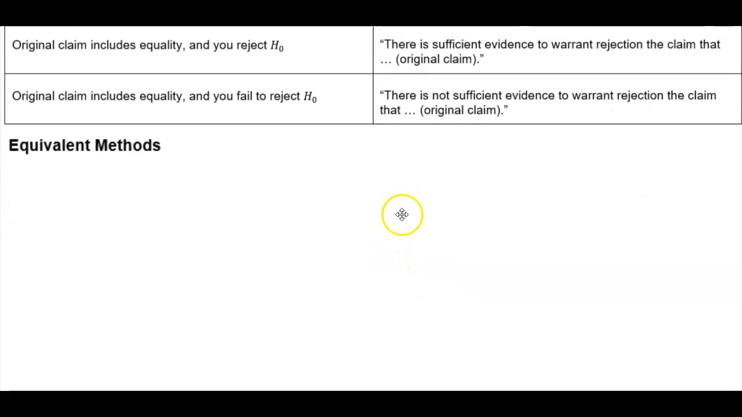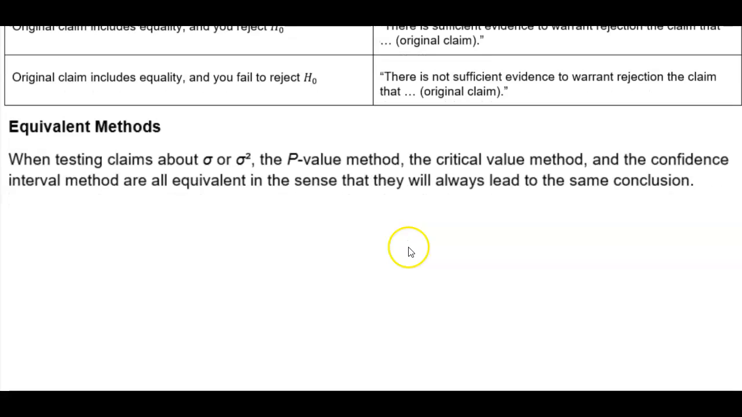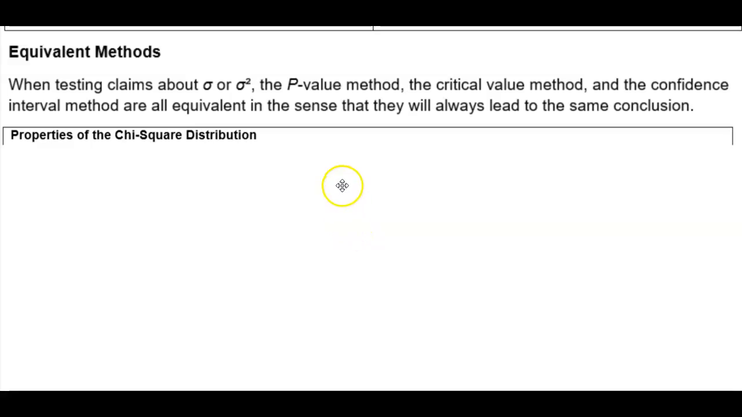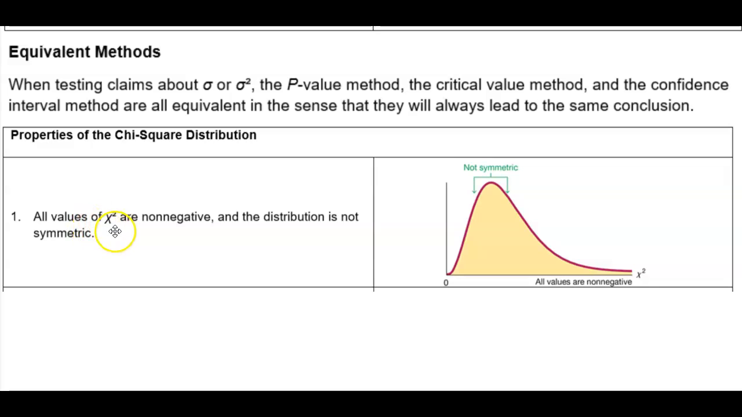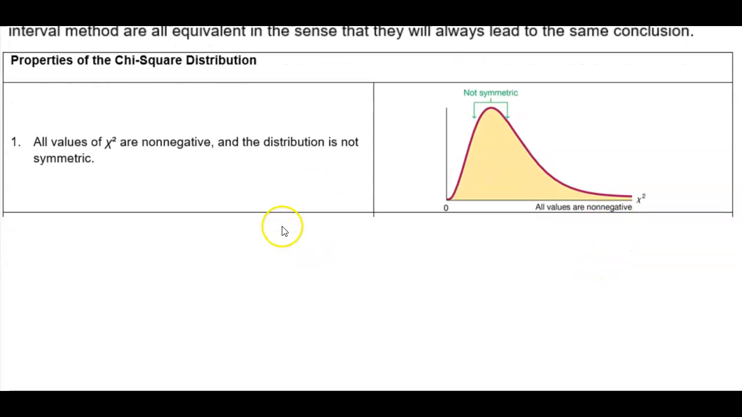Okay, now equivalent methods. When testing claims about the population standard deviation or population variance, the p-value method, the critical value method, and the confidence interval method are all equivalent in the sense that they will always lead to the same conclusion. So what are the properties of the chi-square distribution? First and foremost, all values of the chi-square are non-negative and the distribution is not symmetric. You can see here it starts at 0 and we know the distribution is not symmetric. And all values are non-negative for the chi-square values.